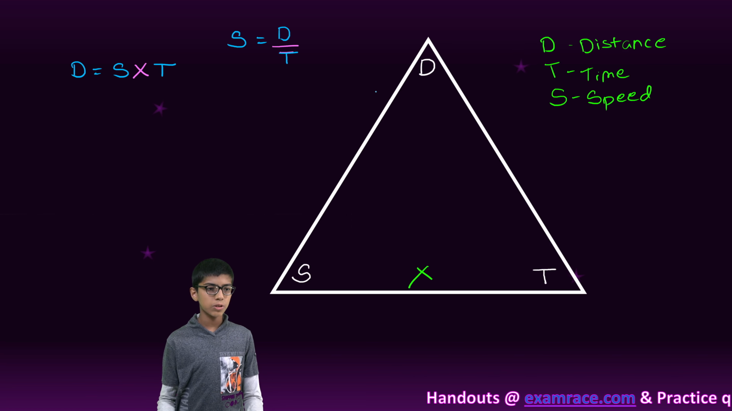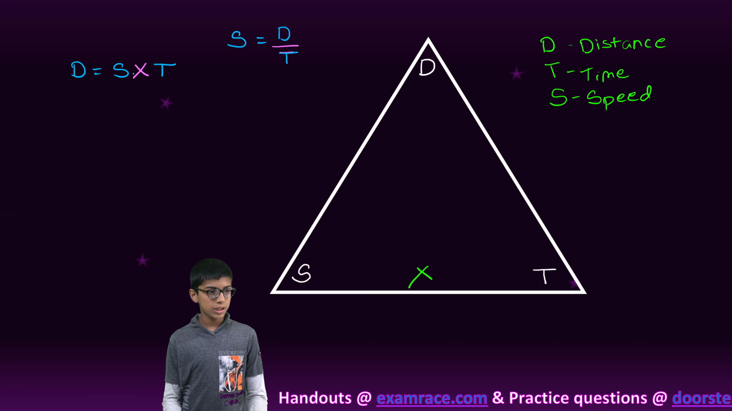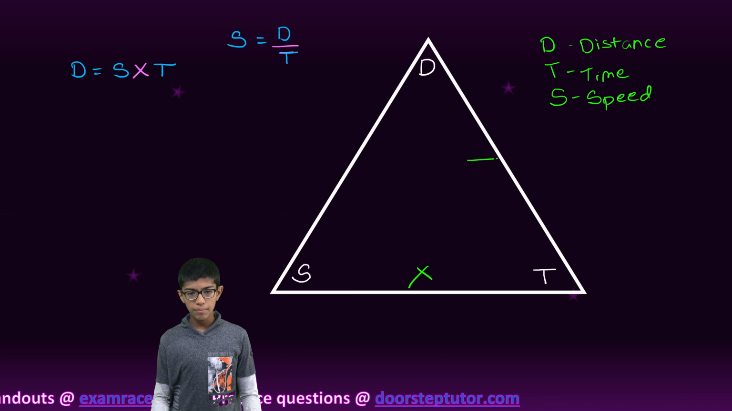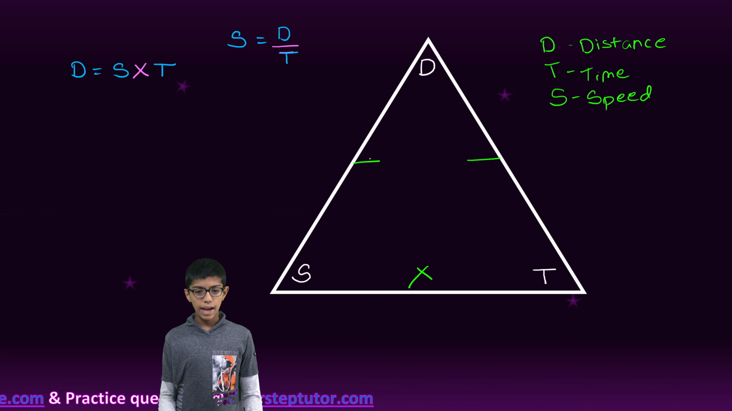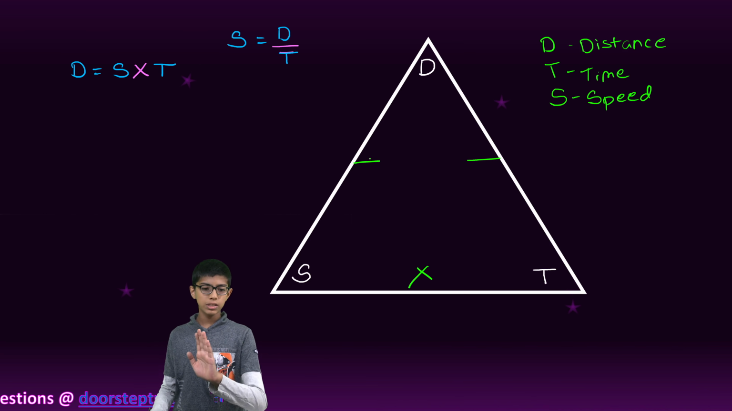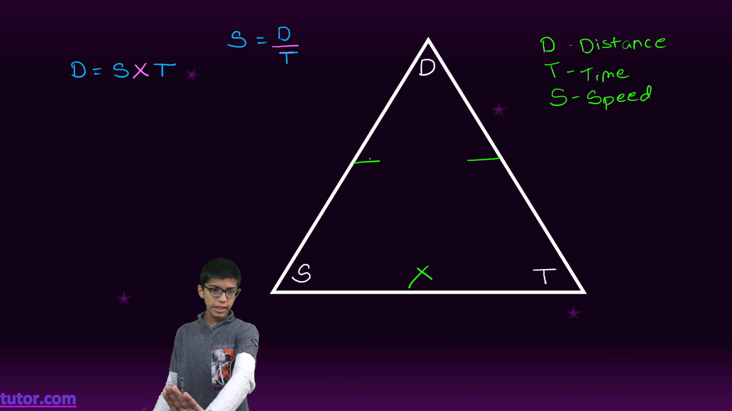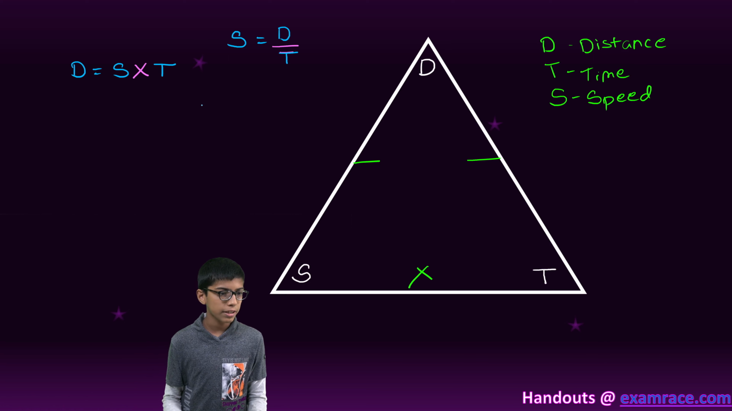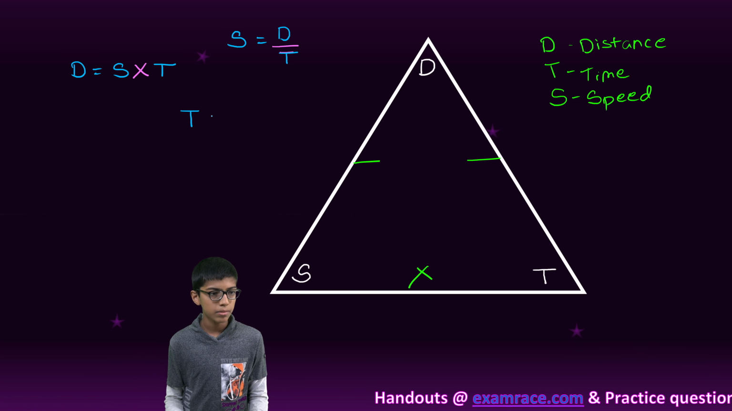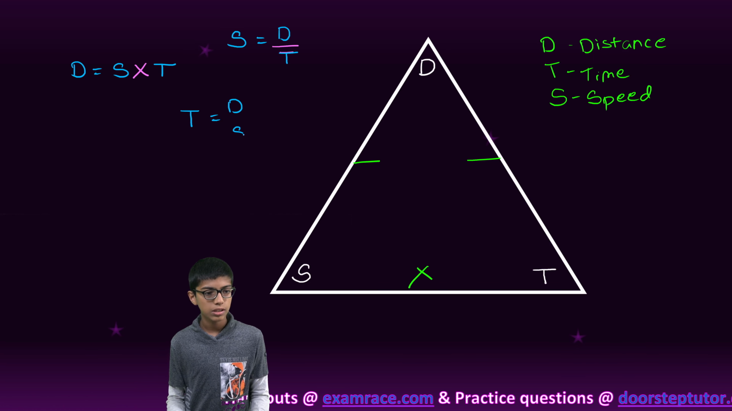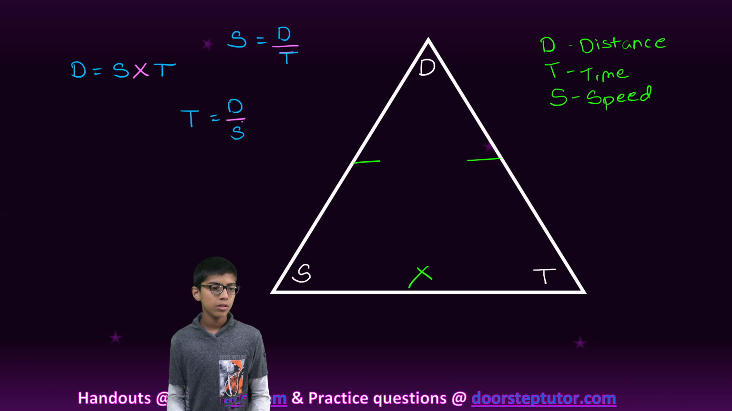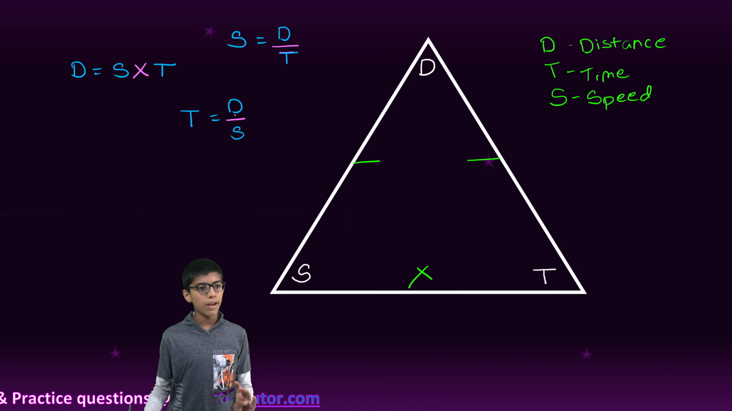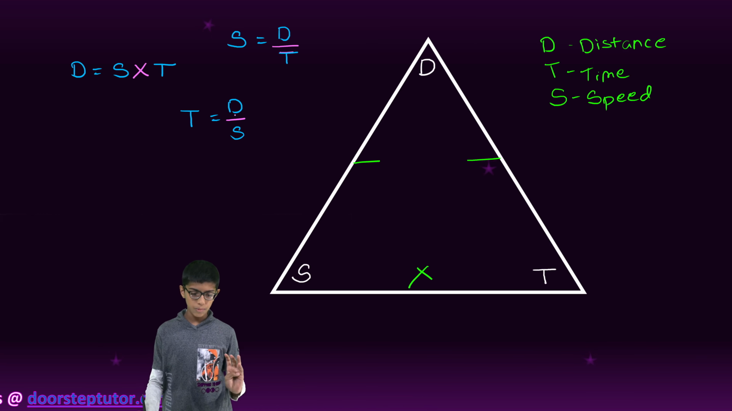We will use this triangle. So distance equals speed into time, speed equals distance upon time, and time equals distance upon speed. When we cover time with our hand, then we get distance upon speed. So we can write time equals distance upon speed. With these formulas we can derive each other, but always we have to remember speed equals distance upon time.